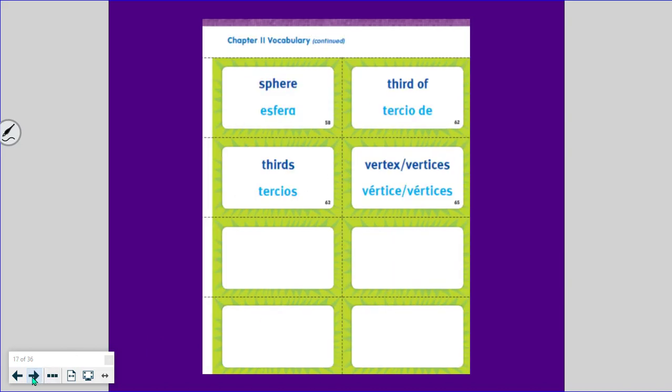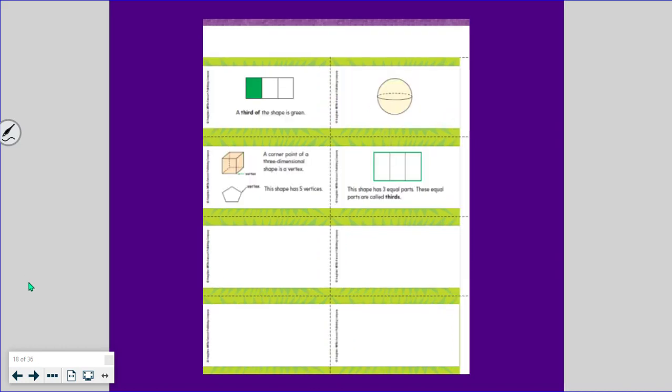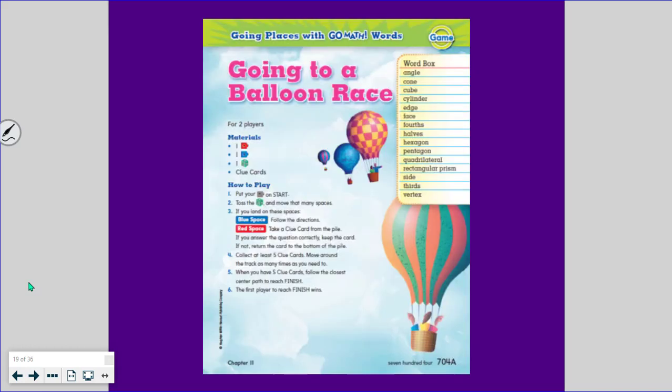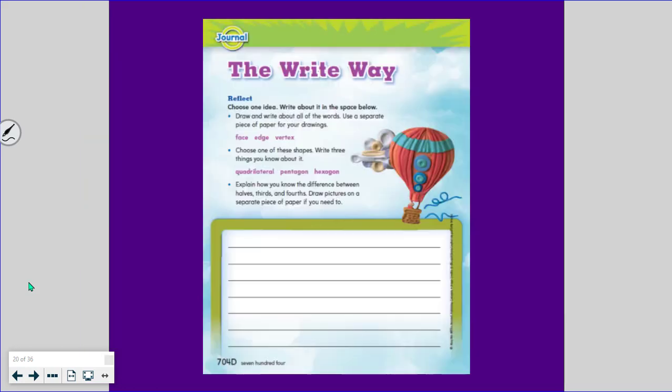And then some more words. Sphere, thirds, third of, oops, and vertex, vertices, which is more than one vertex. We'll go to the next page. And we're going to skip this page. We're not going to do anything with this. But you are going to do this one the right way. We always do the right way.